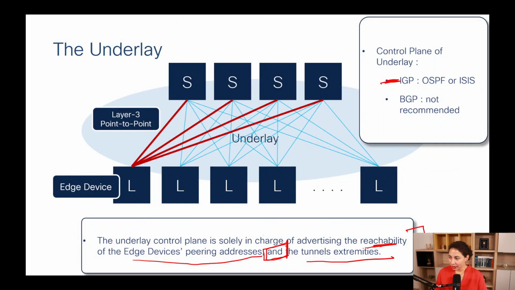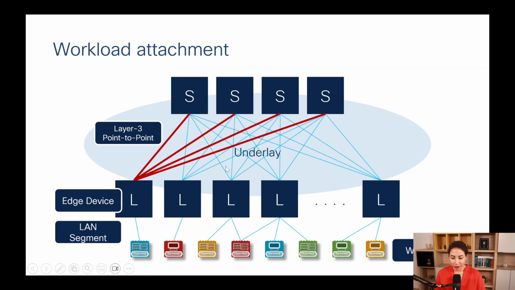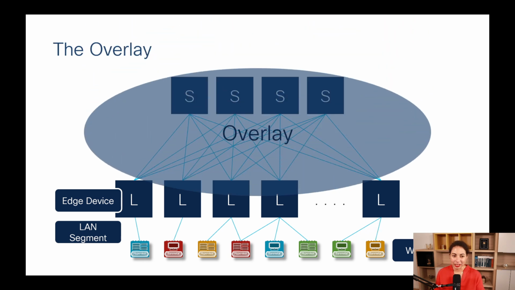So yeah, this is all for the underlay. Now let's head to more details for the overlay, because now that we have our reachability between the edge devices, so between the leaves, we can start attaching the workloads to our leaves and announcing the reachability information of the workloads to the rest of the fabric through what? Well, obviously, through the overlay.